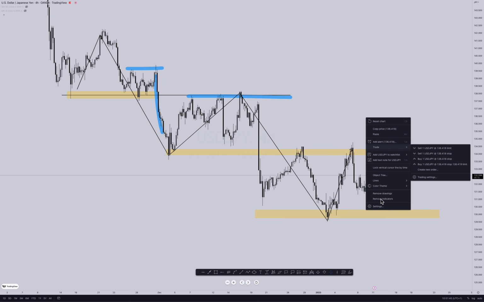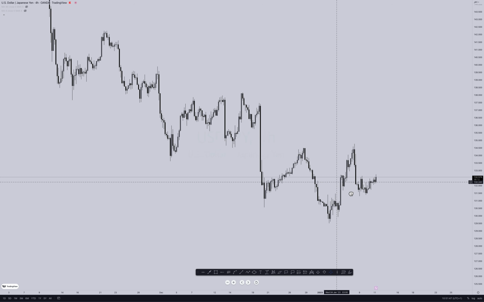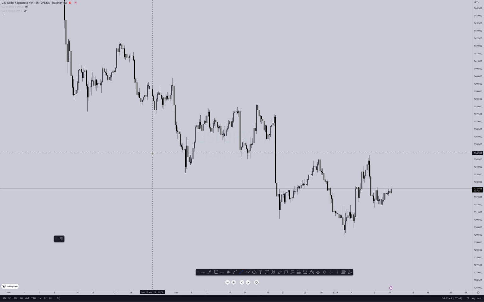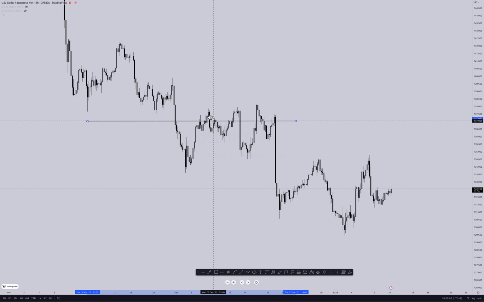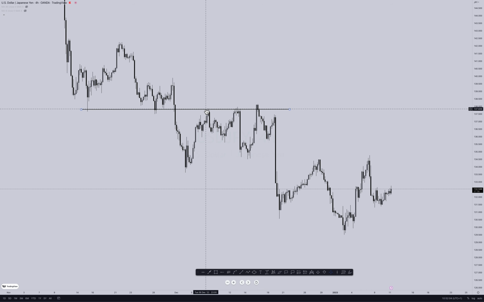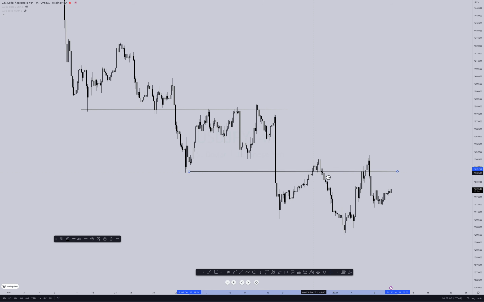To make things clearer, I'll clear out the whole drawings and give it some simplicity. I feel like the key to trading is simplicity, being able to understand what you've done and others being able to understand what you've done. So we're having the first level right there, then the other level is this one right there.